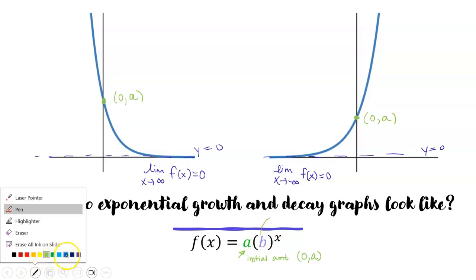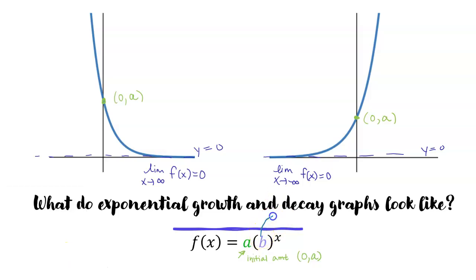The b value is going to be either a decay or a growth factor. And the way you can tell if it's decay or growth is you can say, well, is b greater than 1? In which case, every time we multiply by that b, our graph is going to go shooting upwards. Or is b less than 1, in which case we'd be multiplying by a fraction or a decimal, and our graph would get smaller and smaller.